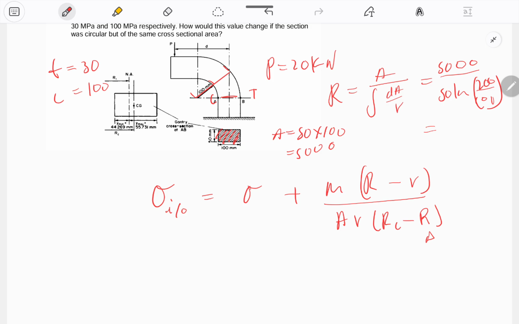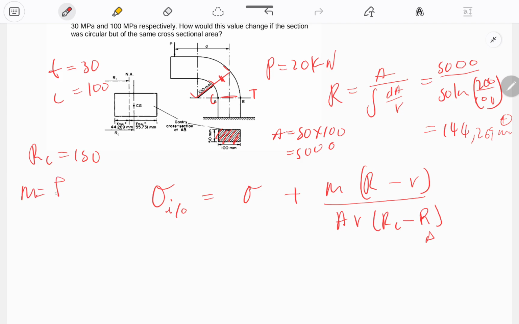Okay, so I'm getting 144.269. This is in mm, right? Let me store that number at A. Okay, cool. Now we want to find our RC. RC is just the center, it's this guy, so it will be 150. It's just 100 plus half of 100, 150. What we're trying to find now is the moment.